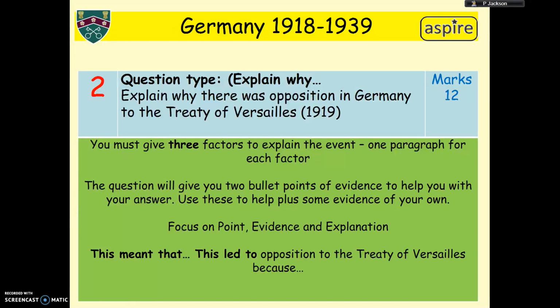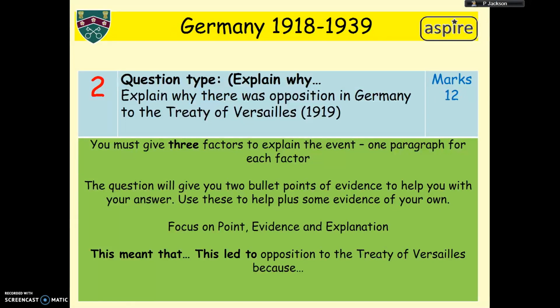To get the highest marks, you want to bring in some of your evaluation skills. So you're going to be judging which of the factors are the most important. But you only actually need 3 factors, 3 paragraphs. You don't need an overall conclusion for this question. So that's how you go about doing question 2.